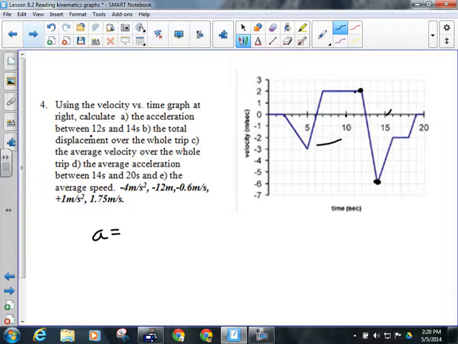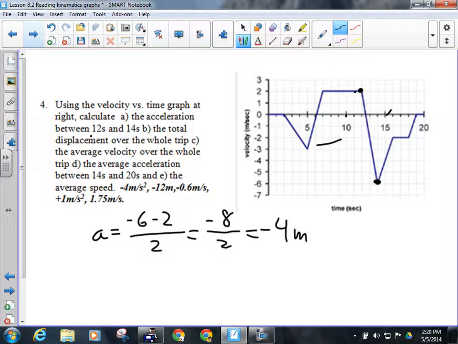So the acceleration there is going to be -6, which is position 2, minus positive 2, and that took 2 seconds because it was between 12 and 14 seconds. So we've got -8 over 2, which is -4 meters per second squared. Slope of a line on a velocity versus time graph is acceleration, because it gives us the units for acceleration. We'll talk about acceleration more this week.